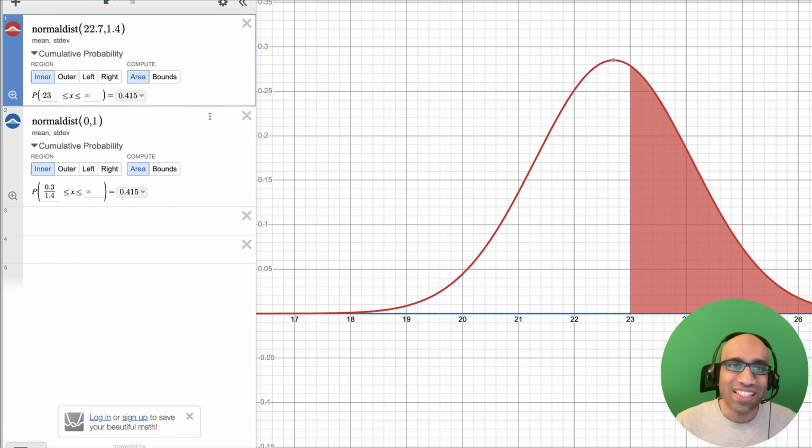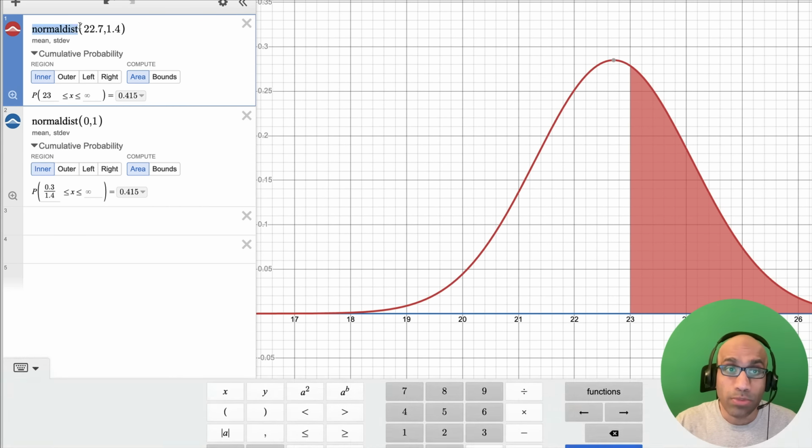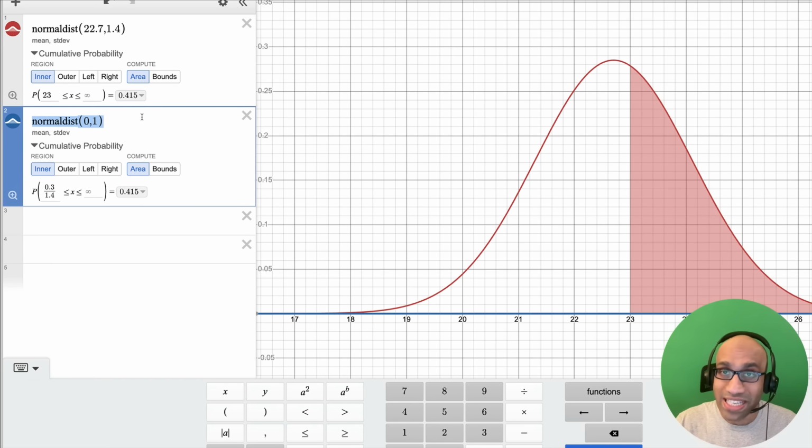Hey, it's Coach Ash. Let's see how we use Desmos to calculate the normal distribution probabilities and also the z-score probabilities. It's so much easier than using a calculator, and I would highly suggest you use it.